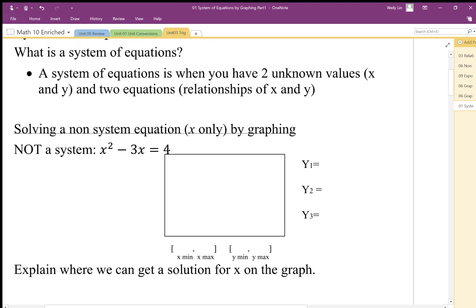So let's take a look at a non-system first. So this is a non-system. There's only one variable, and there's an equation. So this is solvable, and we can solve this by graphing, but this is not a system yet. But let's take a look at what that looks like.